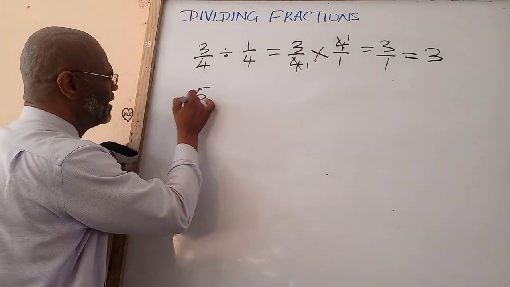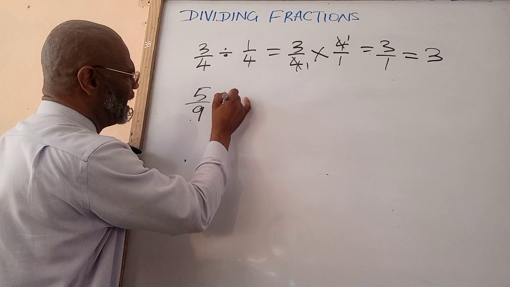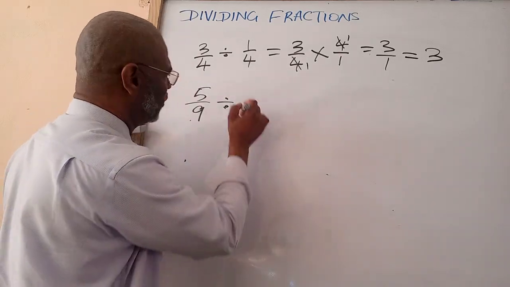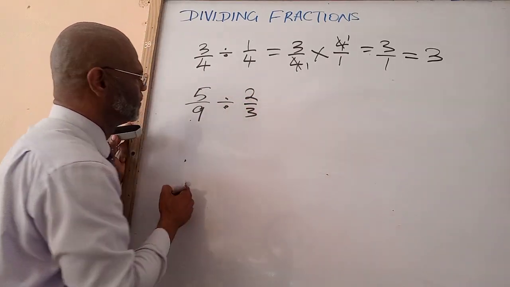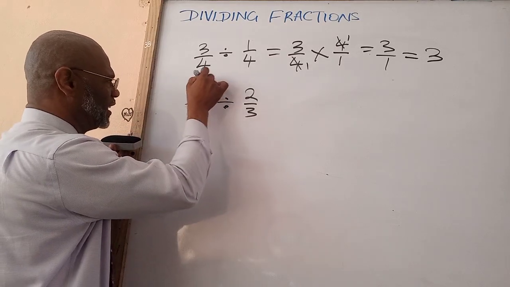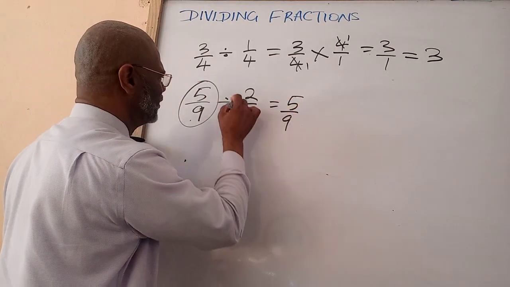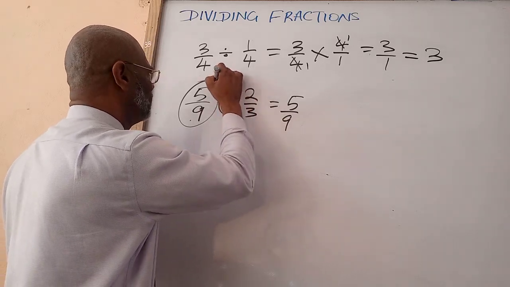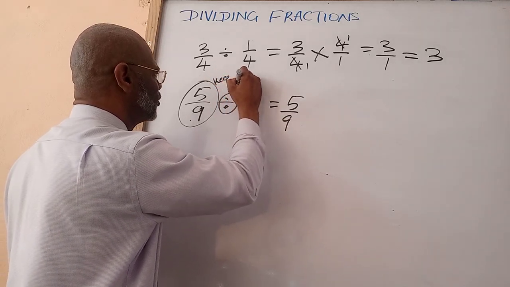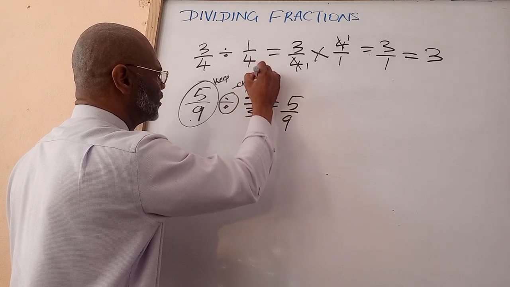So we have 5/9 divided by 2/3. Again, we keep this first, that's 5/9. Change the sign. So keep, change, flip.